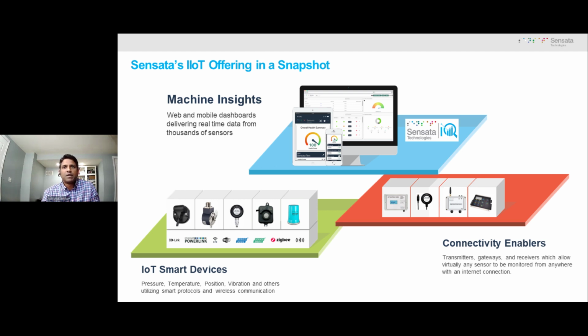Our machine insights platform, Sensata IQ, is an end-to-end asset monitoring platform that delivers valuable and actionable insights from Sensata's portfolio of smart, connected sensors, to help plant operators avoid any sort of unplanned downtime, minimize labor expense, and optimize their maintenance strategies. We have web and mobile dashboards that deliver all that information to you.